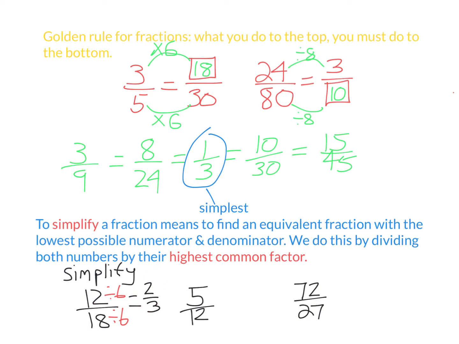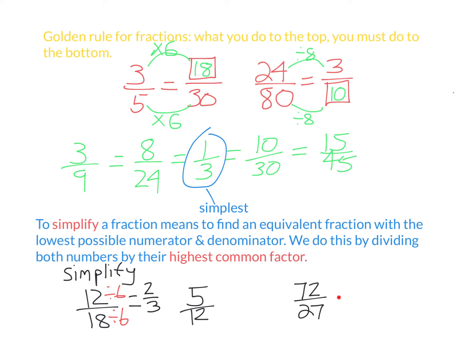Now, not every fraction can be simplified. I can't simplify 5/12 because their highest common factor is 1. They don't have any other common factors. There's nothing I can divide top and bottom by to reduce these numbers. So not every fraction can be simplified.